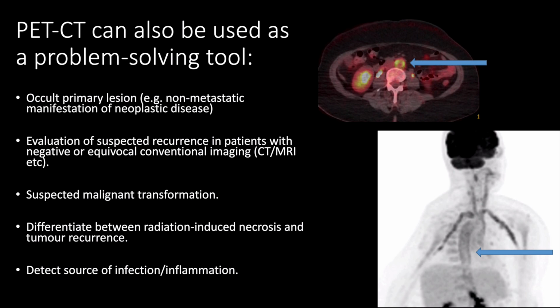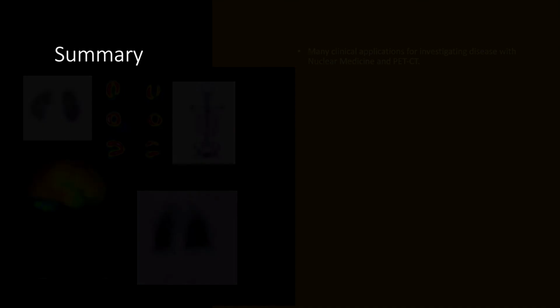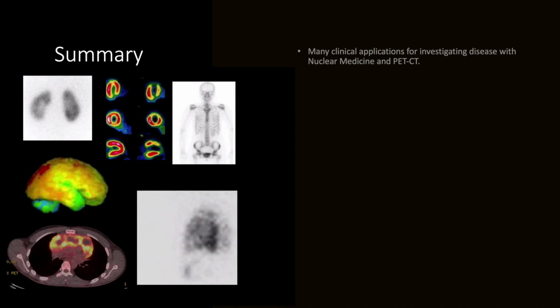So the PET scan is very good when you have got patients with pyrexia of unknown origin to help try and identify a source of inflammation, because it's very sensitive actually. So in conclusion, there are many clinical applications for investigating disease with nuclear medicine and PET-CT.